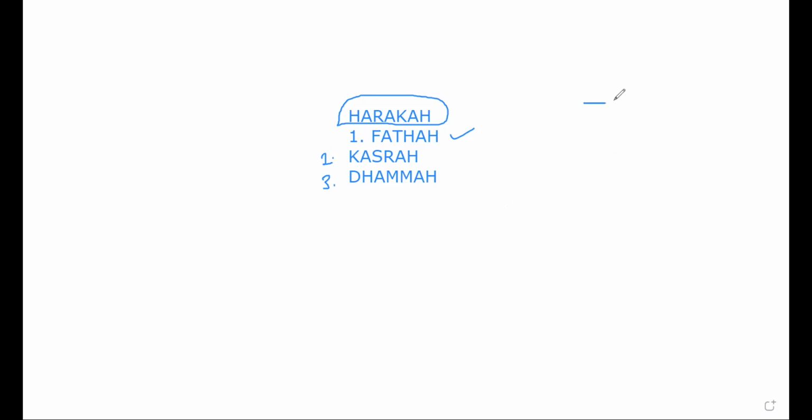So the first one, this line means that I have just written a letter, like Jim, for example. Any letter I've written, this line will represent it. So if I put this line on top, this line is what we call Fathah. Any single line on top of a letter, what do we call it? Fathah. That's the name given to it.